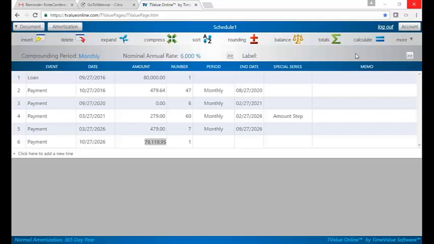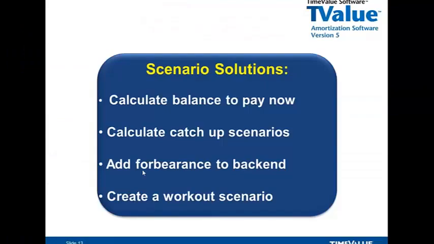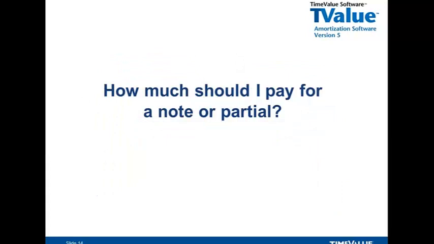So let's go back to the slides here for a moment. So I gave you a couple of handy options here to think about. Now, as I kind of move into a little bit with the partials, some of the easy things to do in T-value would be answering this question: how much should I pay for a note or partial? And I'm kind of surprised sometimes how often I get the question on how much should I pay for a partial versus how much I should pay for a note. It's all the same conceptually on doing the calculation.